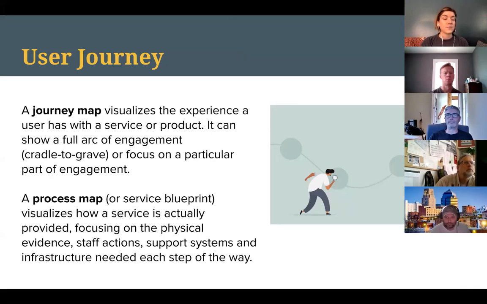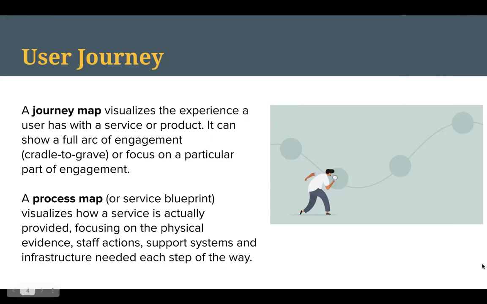And so a process map is something that often comes up adjacently when the term user journey map is brought up. And another term besides that is a service blueprint. So those things visualize how the back end works. So it's how the service actually is provided. It focuses on the evidence, staff actions, support systems, all that infrastructure. So that is a really important piece to go along. So generally, I like to teach them both in conjunction with each other, especially as we build out these ideas.